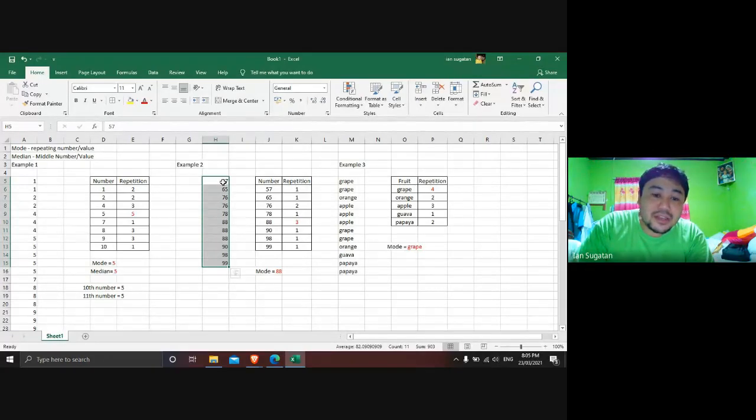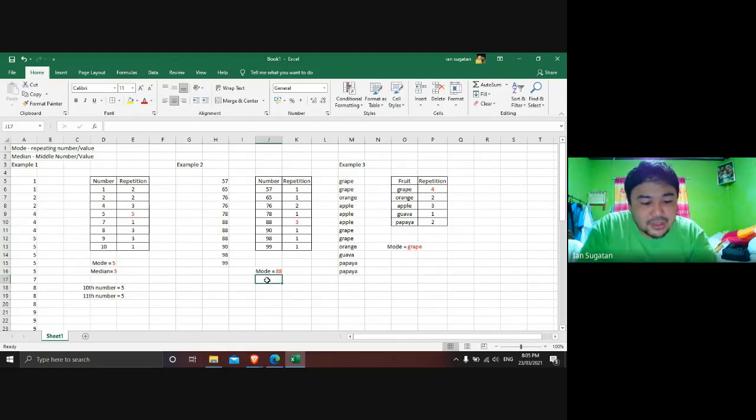Kay odd siya. Sorry, ang 11 is odd number gali dyan, no? Sorry. Add siya. So therefore, ika-6 nga digit or ika-6 nga number. So makount ka mo guys, 1, 2, 3, 4, 5, 6. So kay ang 88 ang sa ika-6 nga value, therefore ang median mo is also 88.